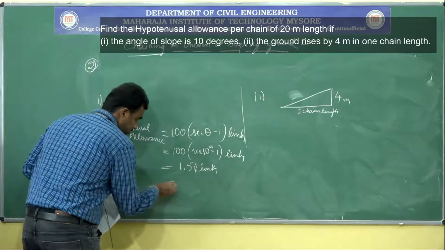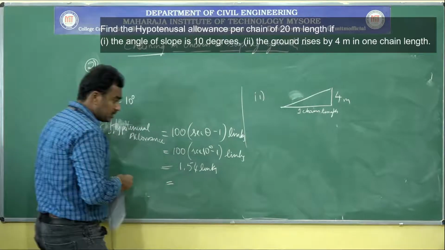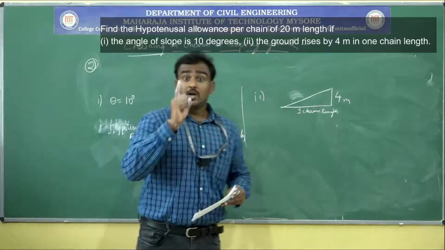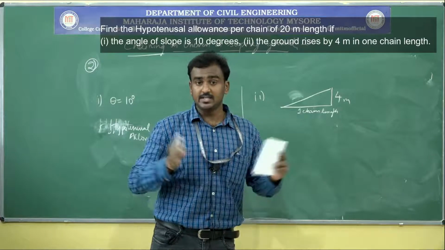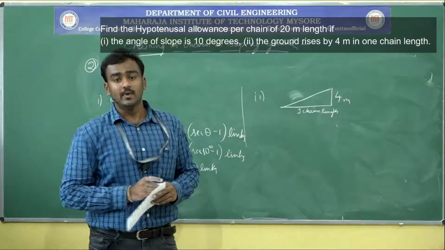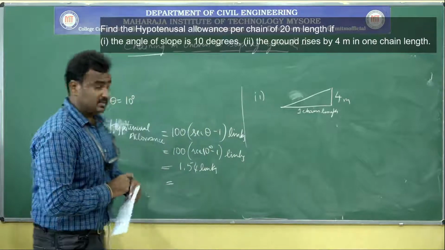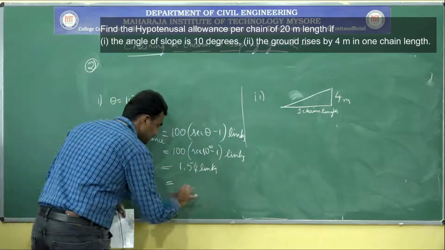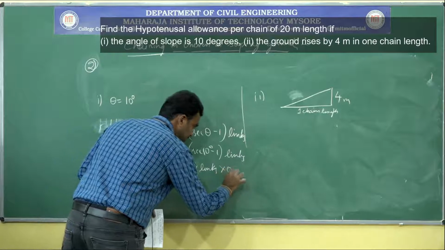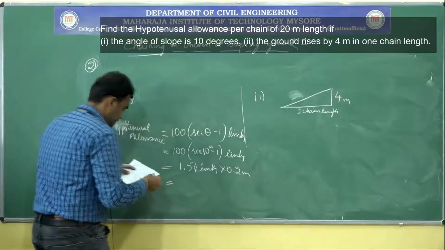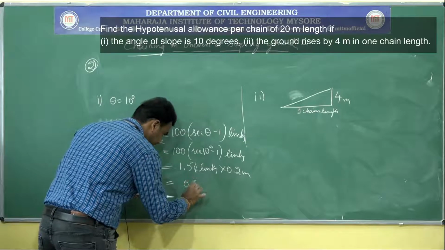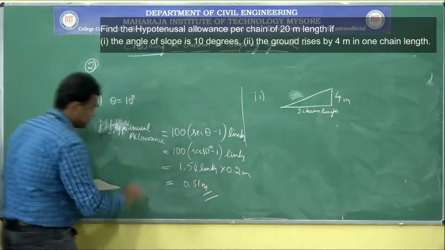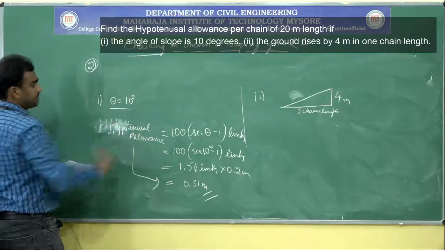But let us mention it in meters. Because they have given 20 meters, we know that it contains 100 links. A 20 meter chain contains 100 links. Each link will measure 0.2 meters or 20 centimeters. So if I multiply this by 0.2 meter, 1.54 links will measure 0.31 meter. This is the hypotenuse allowance in the first case.